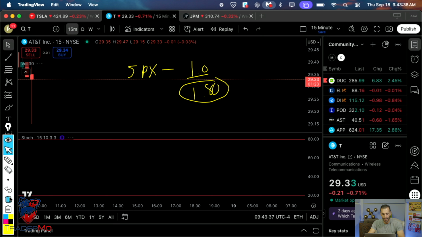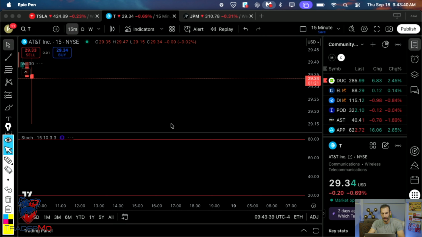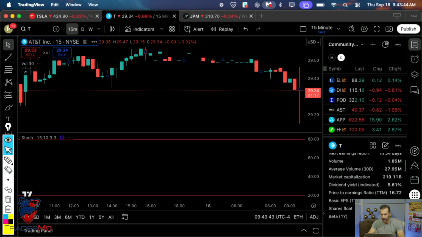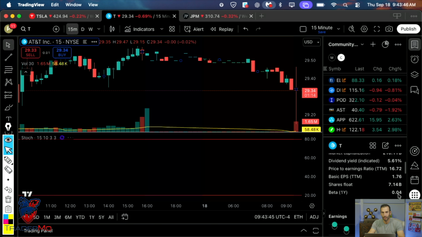Now, let's go to the other side of the coin. I do not want you trading something like an AT&T. AT&T does not move. It is very difficult to make money on AT&T. Why? Well, let's look at the beta here. It's 0.04. You're not moving. The stock is not moving.